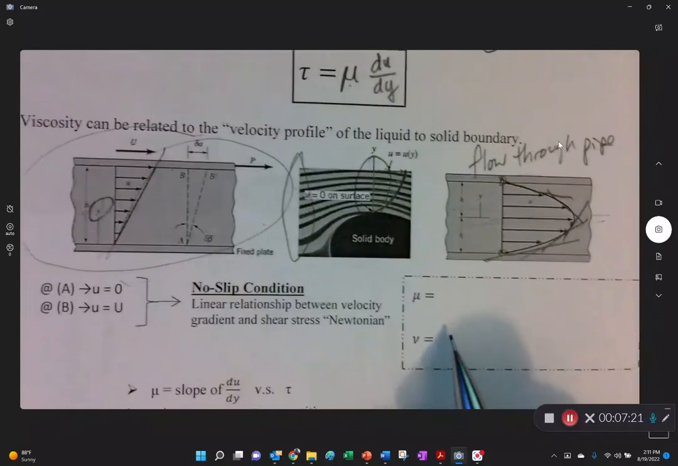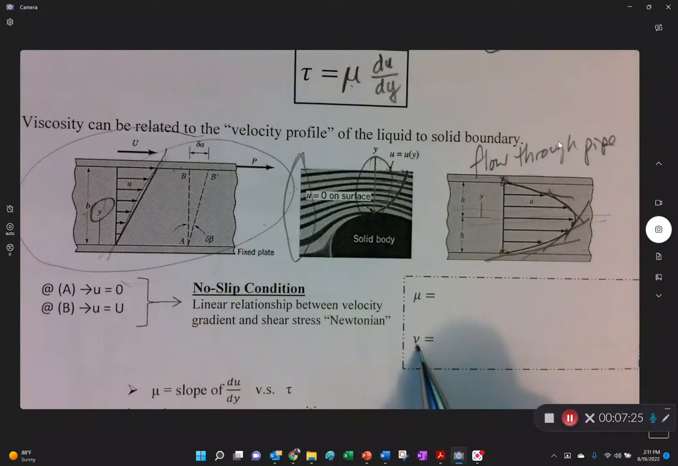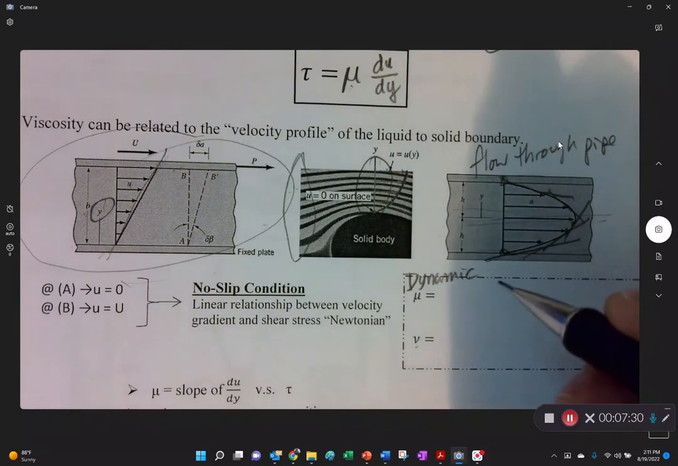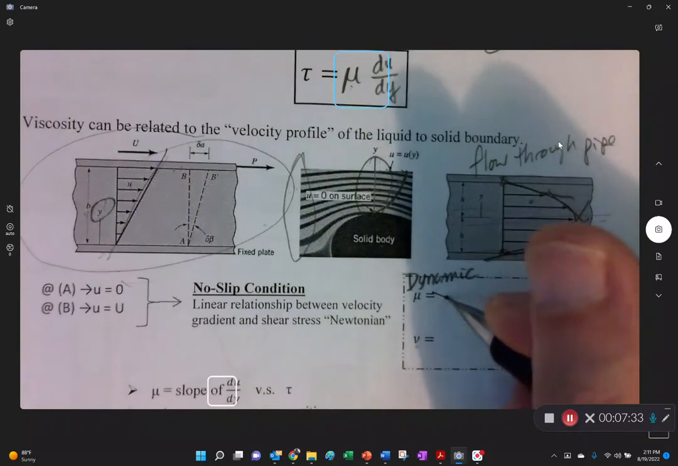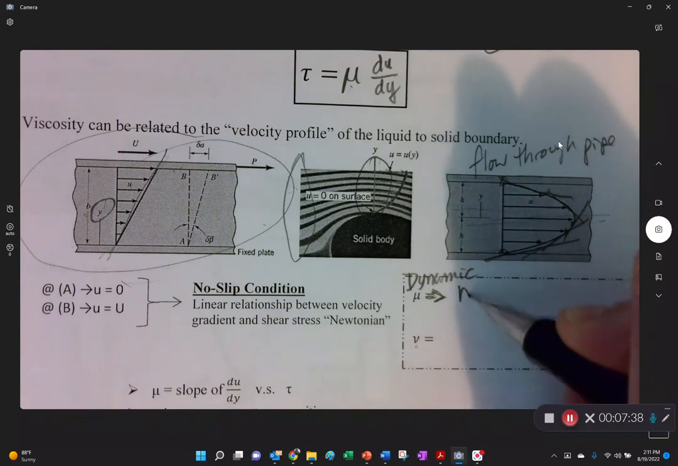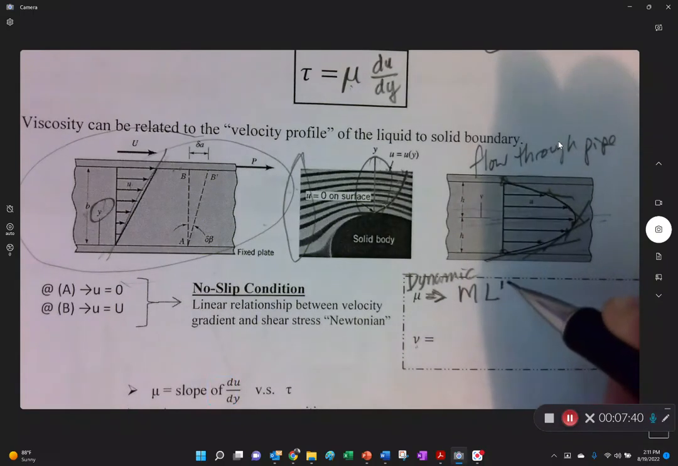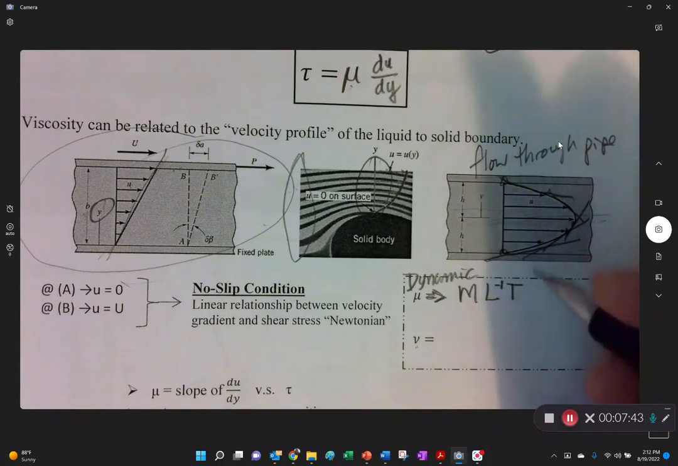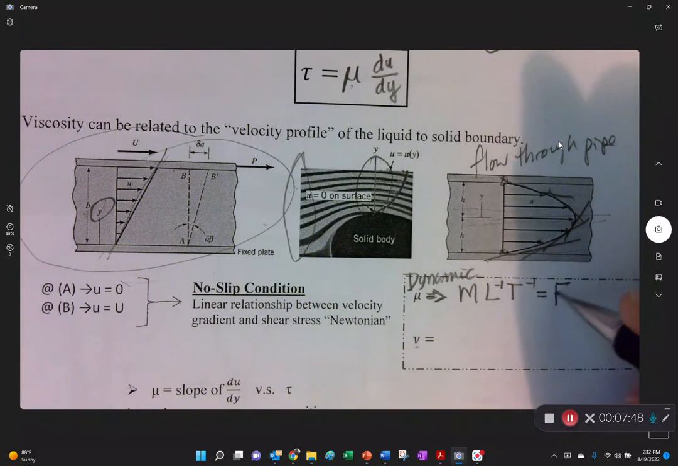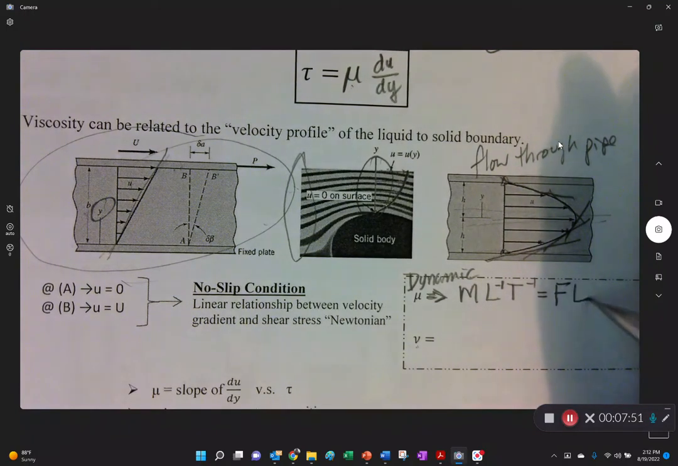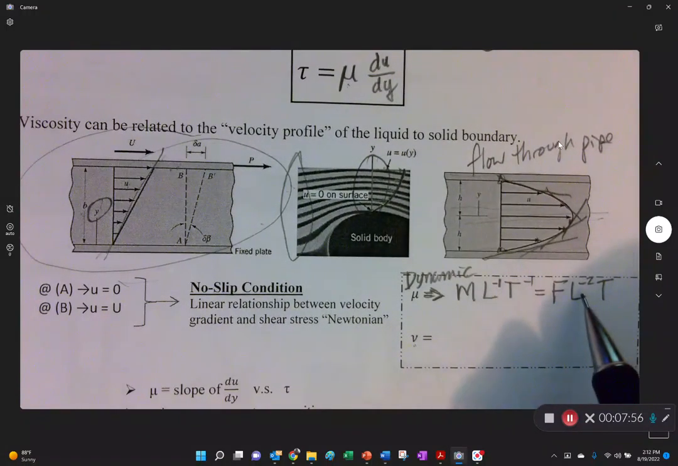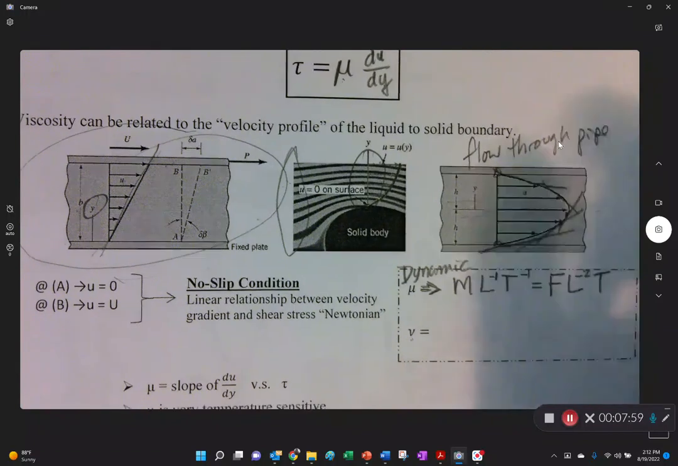Here's where I'll introduce the convenient kinematic viscosity. So this is the dynamic viscosity that we're used to, and it has units of mass times length to the -1 and time to the -1, or more commonly, more useful, force times time over length squared. So if we want to go to MLT versus FLT up above.